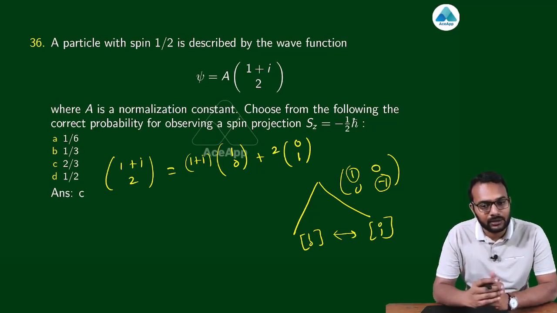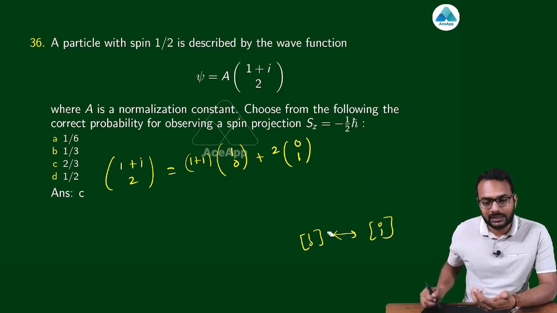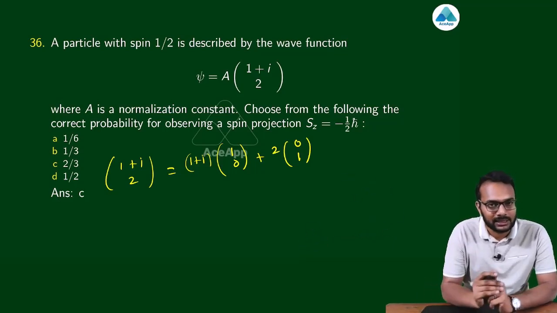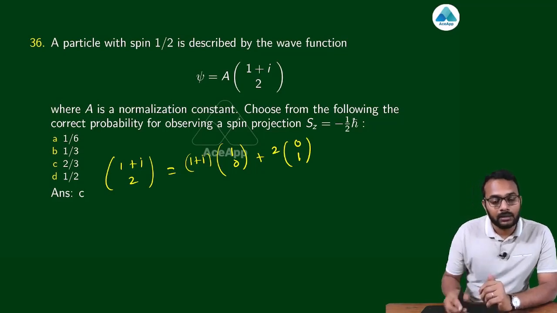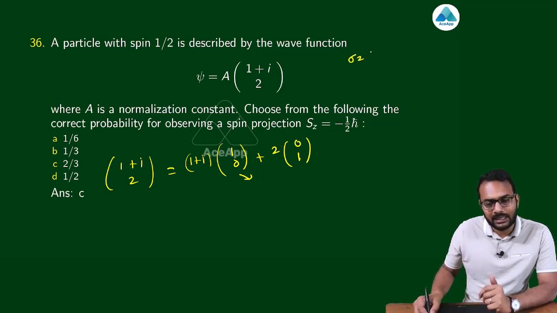Just as we did earlier for the other operator, here too we wrote the vectors as column matrices, as column vectors. This is the eigenvector corresponding to the eigenvalue plus 1 of sigma z. Or if we take the eigenvalue of Sz, we say this is the eigenvector corresponding to half h cross, and this is the eigenvector corresponding to minus half h cross.